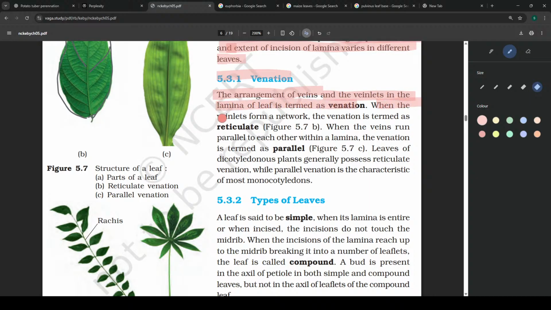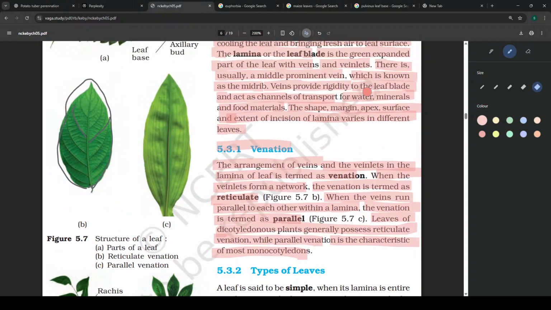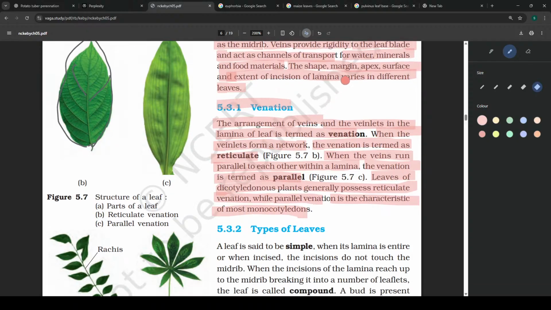When the veinlets form a network, the venation is termed reticulate. When the veins run parallel to each other within a lamina, the venation is termed parallel. Leaves of dicotyledonous plants generally possess reticulate venation, while parallel venation is characteristic of most monocotyledons. What that means is the leaf blade has veins and veinlets. This arrangement of veins and veinlets is called venation, a new term.